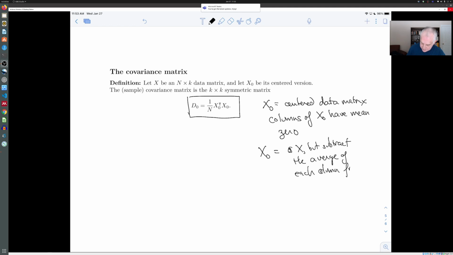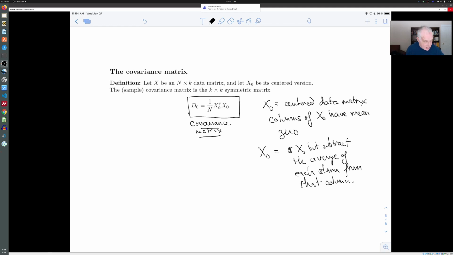From that column. And this is the matrix which arose in linear regression. And if we divide, at least X0 transpose X0, by n, this is called the covariance matrix. And the reason it's called that is because it summarizes all of the variances and covariances of the data that we're interested in.